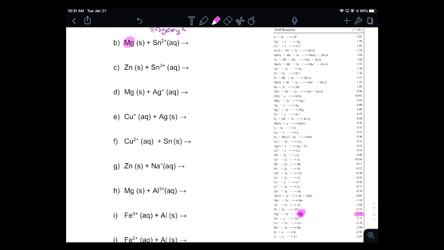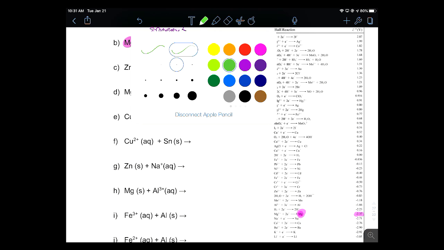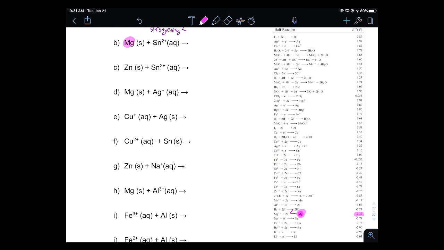Down at the bottom, lithium, one of the least electronegative elements, has a negative potential. This means it's very unfavorable for lithium to become reduced. For lithium ions to become lithium metal, it's very, very unfavorable. So we get a negative value for that one.